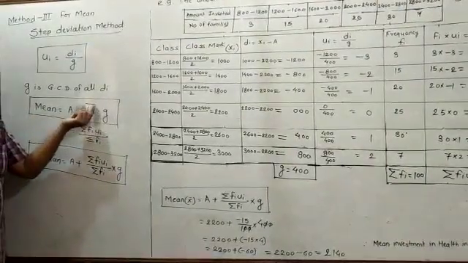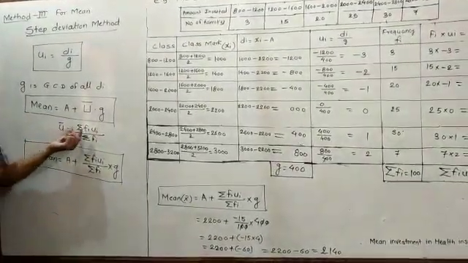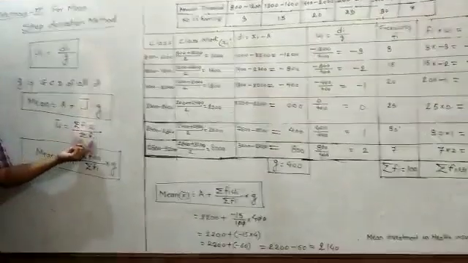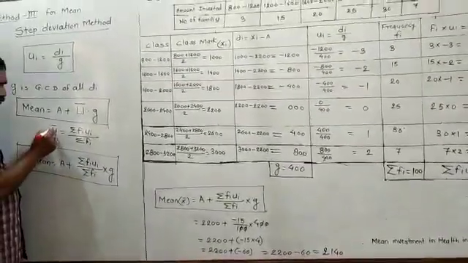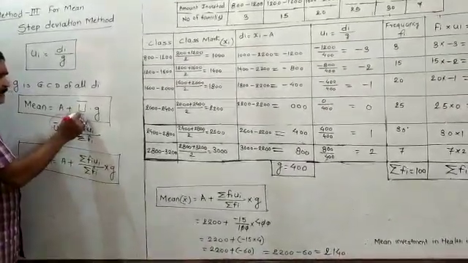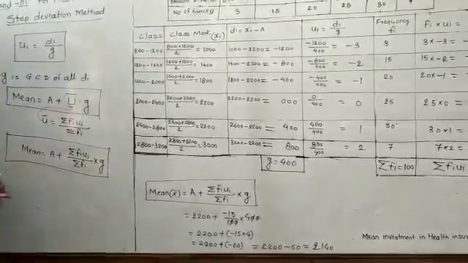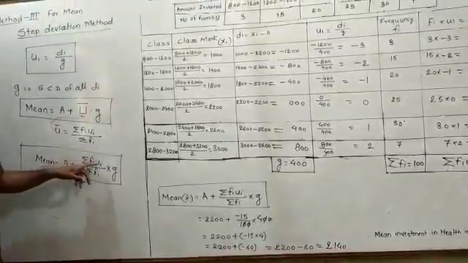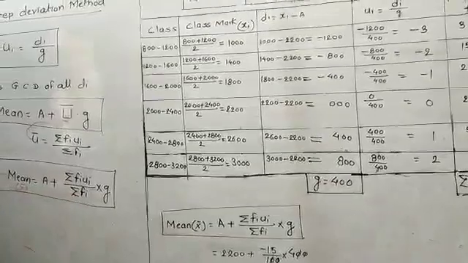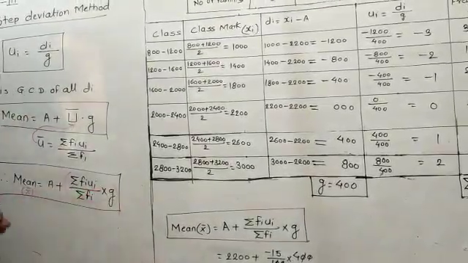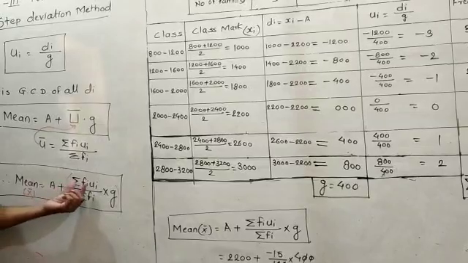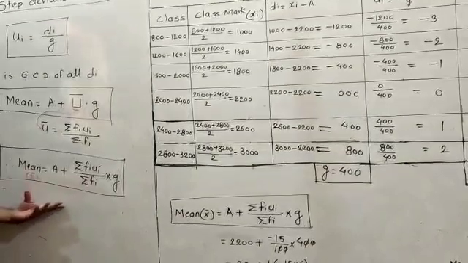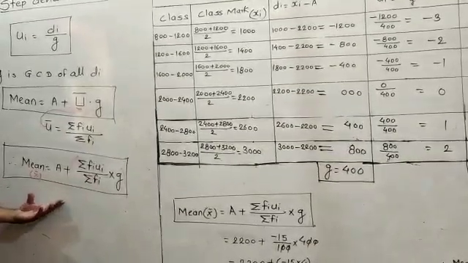And how do you find this U bar? U bar is equal to sum of fi ui upon sum of fi. So you have to put the value of ui here. Once you put the value of ui, the formula of the mean x bar is equal to A plus sum of fi ui upon sum of fi, multiplied by G. In this way you find the mean by the step deviation method.